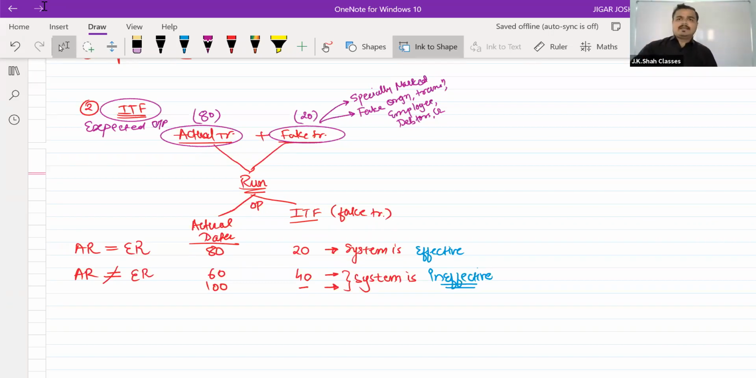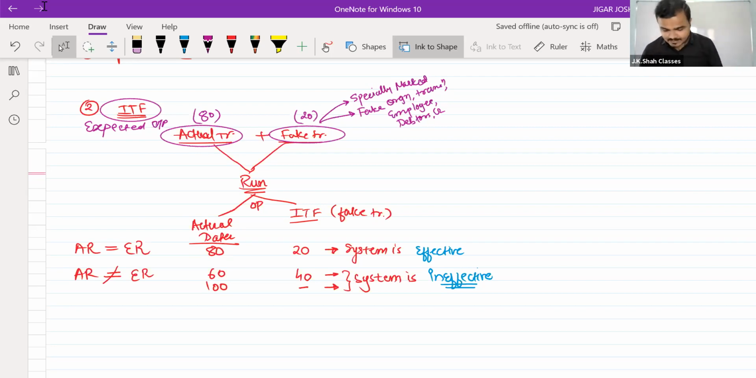If your expected result is matching with your actual output, then definitely you can say that yes, the system is 100% effective. But if your actual output is not matching with your expected one, because you expected something different and the result is different, it indicates that the system is not capable of processing that data in a perfect way.